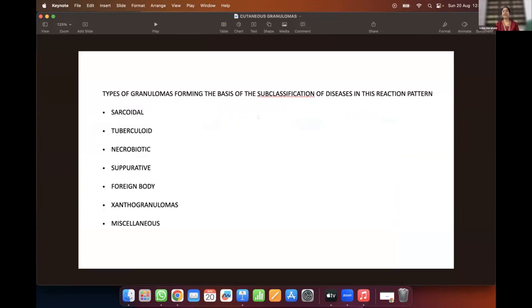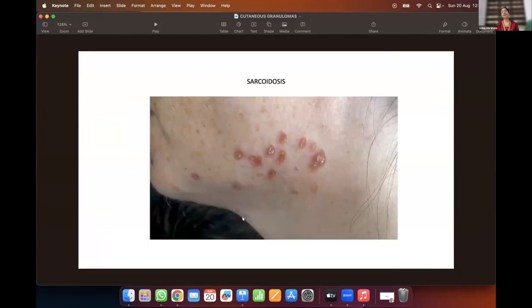So we've done the classification accordingly. Based on the types of granulomas, we're going to study the reaction pattern. We're going to deal with the sarcoidal granuloma, the tuberculoid granuloma, necrobiotic granuloma, suppurative granuloma, foreign body granuloma, xanthogranulomas, and miscellaneous conditions. So the first one.